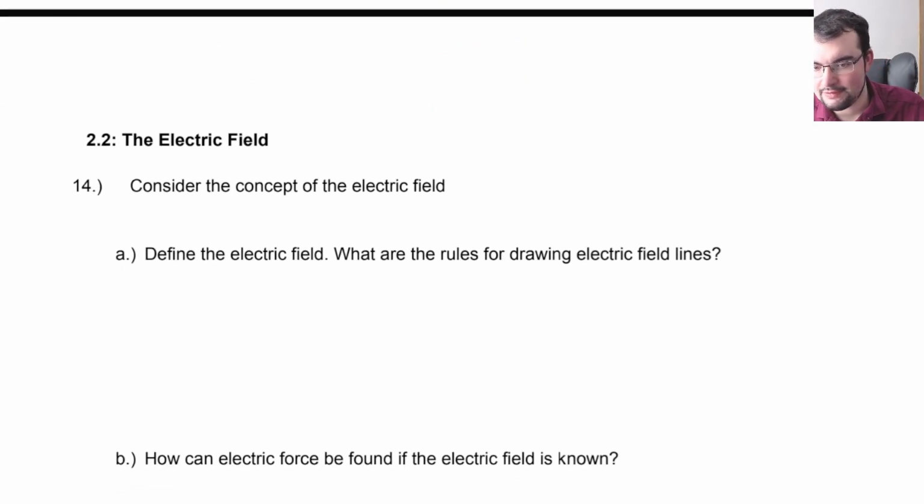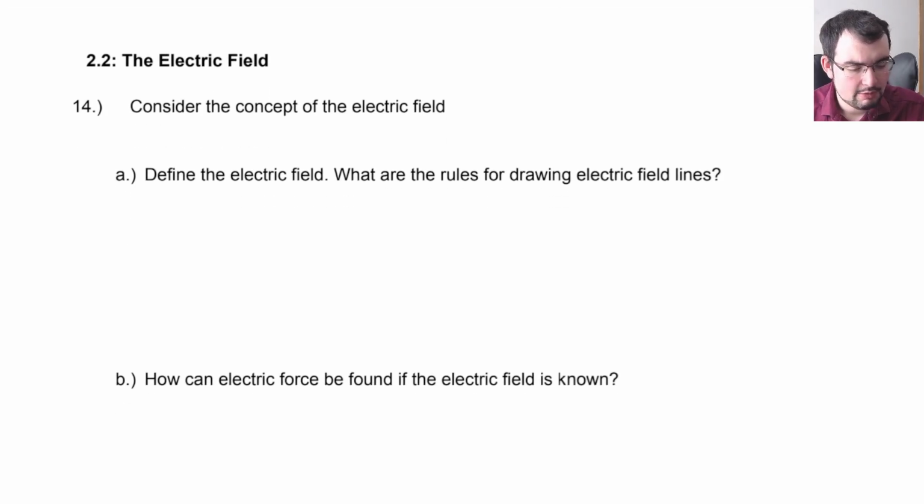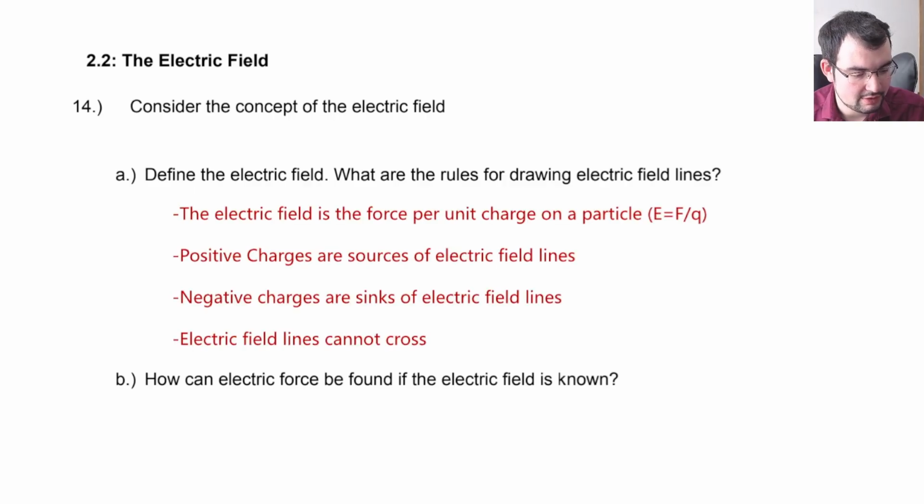All right, now on to the E field. What is the E field? We kind of talked about this already with circuits. We needed this idea. The electric field is force per unit charge. So it's really the direction of force a positive charge would feel if you placed it at that location. Positive charges are sources, negative charges are sinks. E field lines cannot cross, because that would mean you get two forces at the same spot, which clearly can't happen.